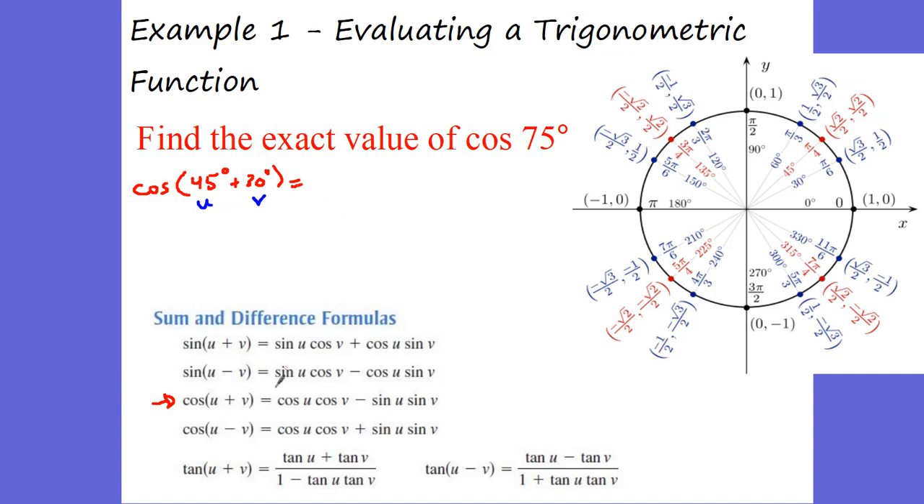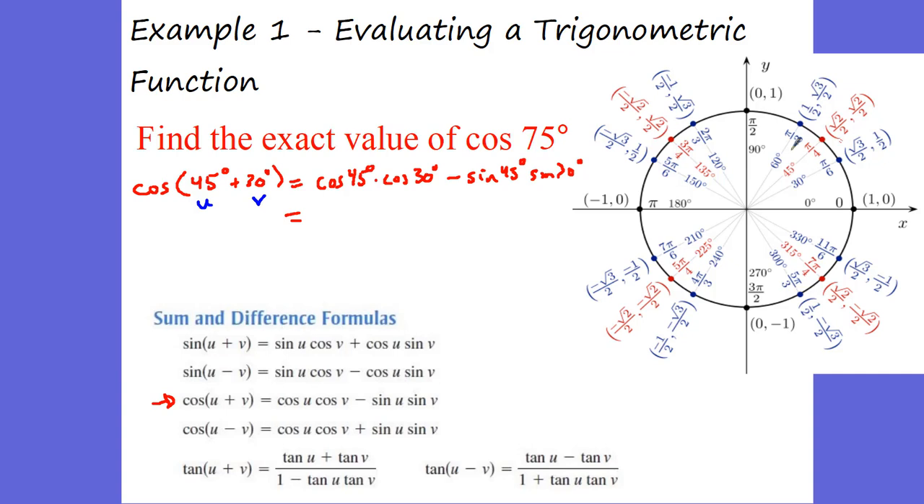And all I'm going to do is plug it into my formula. I have cosine of u, what's u? 45 degrees. I have cosine of v, which is cosine of 30 degrees. You can see there's a minus sign in between, so we put minus right there. Sine of u, what's u, is 45 degrees. And sine of v, which is 30 degrees.